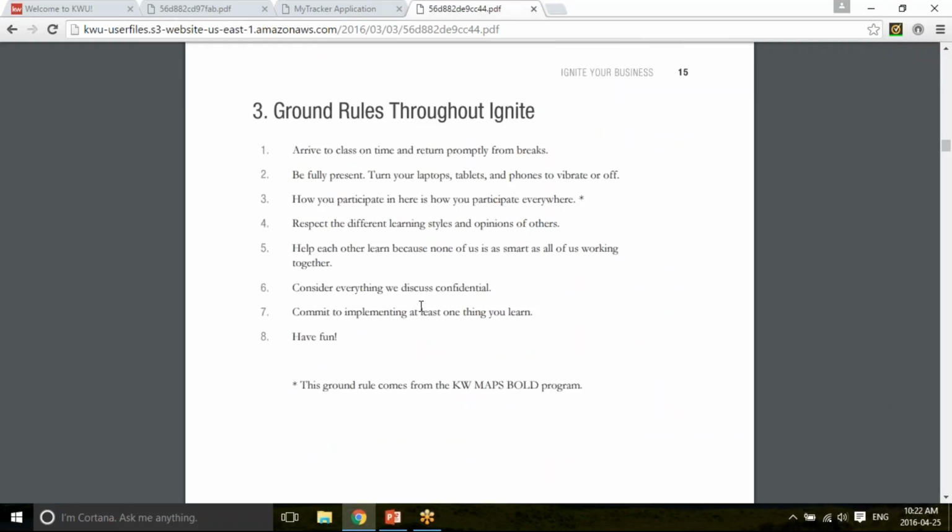So just sort of the basis of Ignite and how it works is to arrive into class on time or online, return promptly from breaks, be fully present. So when we're talking about laptops and things, if you have your laptops open, I'm assuming and trusting that they are open, iPads are open to your KW Ignite, and that they are not open to Facebook, etc., because it kind of defeats the point. We want you to be engaged. How you participate here is how you participate everywhere is a concept.